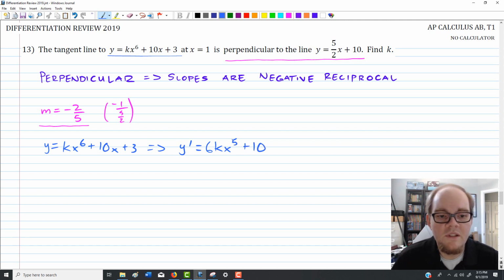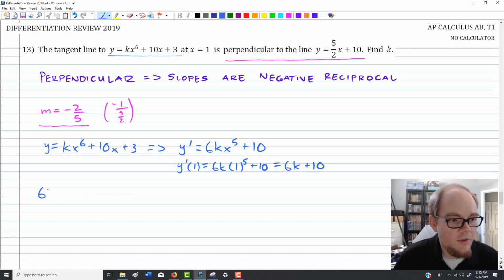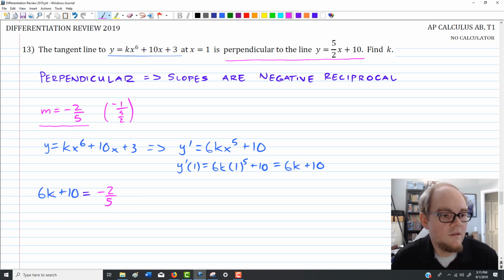Now we want the slope specifically at x equals 1, so y prime of 1 is going to be equal to 6k times 1 to the 5th plus 10, which is equal to 6k plus 10. So given that, we need 6k plus 10 to be equal to negative 2/5, because in that way, whatever our slope is, it's going to be perpendicular to 5/2 x plus 10.